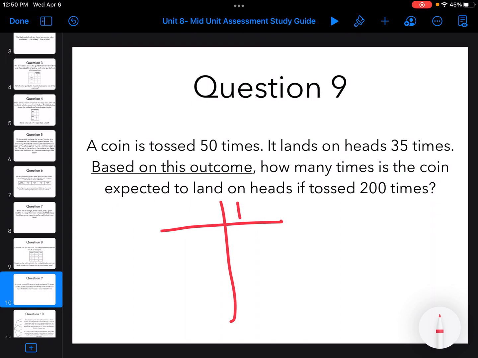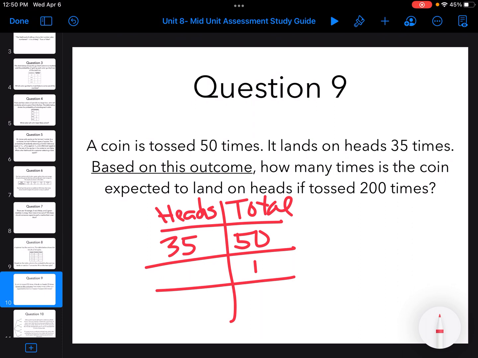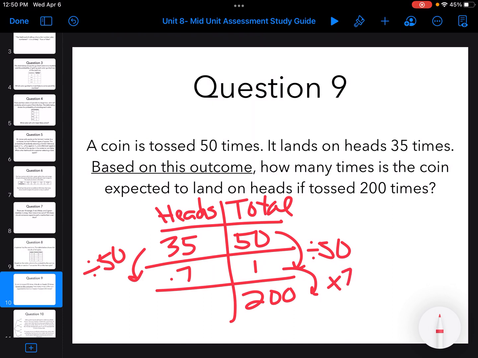So we have total, and we have heads. So that's 35 out of 50. And we've got 1, and we've got 200. So we're going to divide by 50. We get 0.7, and we're going to times by 200. And we get 140. So it should land 140 times on heads.